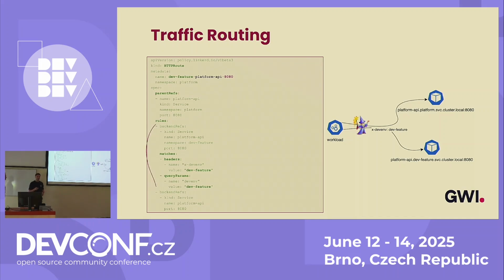The first one is the devenv specific rule that says if on your request you have the devenv header with value dev feature, or a query parameter with name devenv and value dev feature, which is the devenv name, so you can see it's the namespace name, then you should send the traffic to the same service, same port, but on a different namespace. The second rule is the standard one that sends the traffic to the original service.